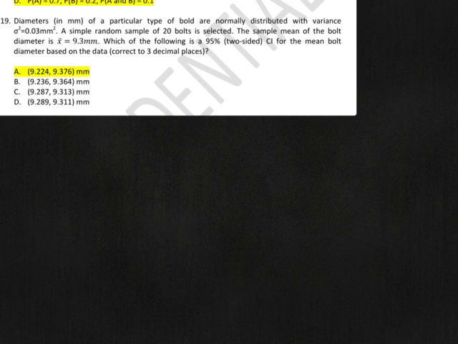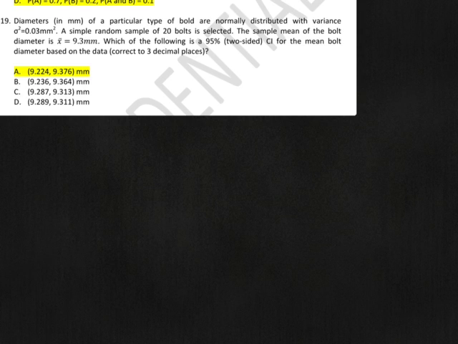This is question number 19 from the mid-semester. So we're trying to find a confidence interval. It's our first of the confidence interval / hypothesis test questions. We're given that diameters of a particular type of bolt are normally distributed with a population variance of 0.03 millimeters squared. That's going to be important.